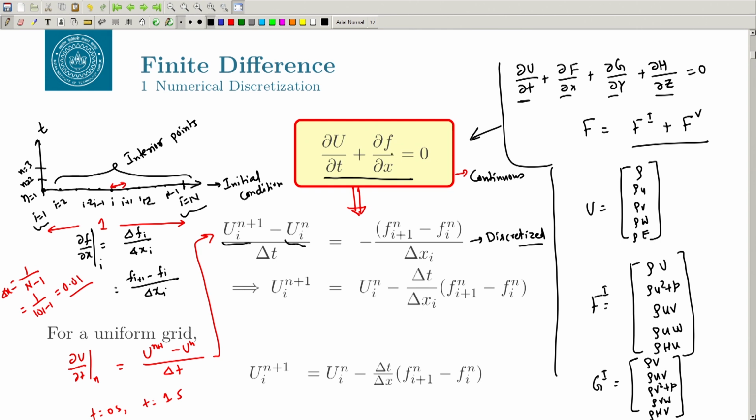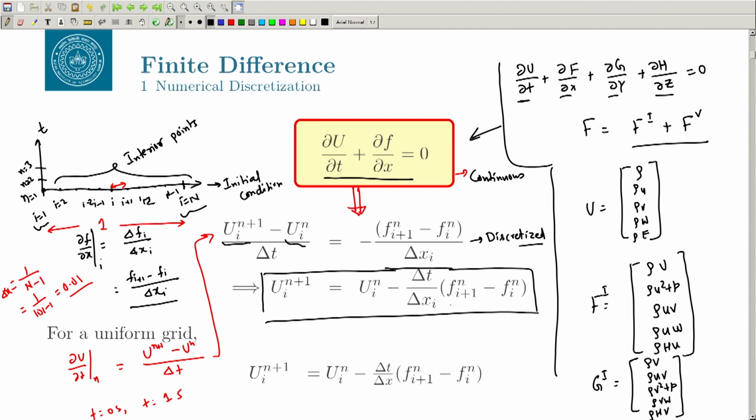And if you write del f by del x equal to f I plus 1 minus f I by delta x I, it will look like this. You can take it on the right side. And finally, you will get an expression which is u I n plus 1 equal to u I n minus del t by del x I times f I plus 1 n minus f I n.